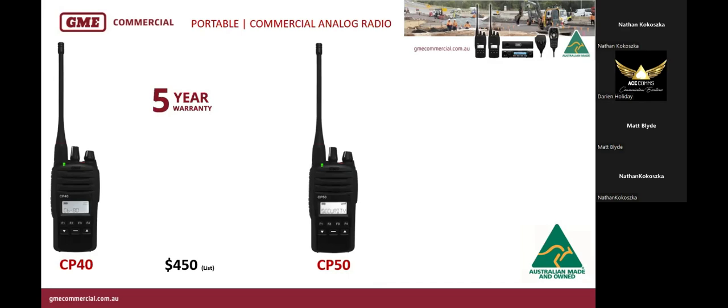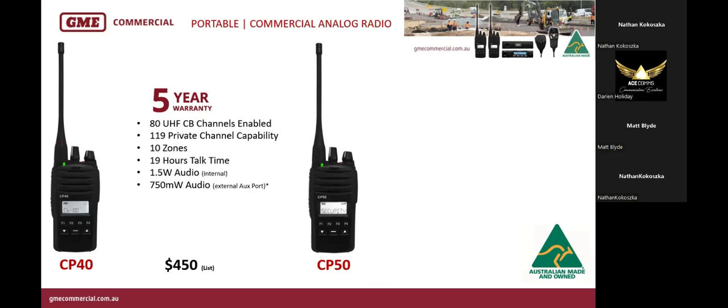Now, the first to cover off is your CP40. Out of the box, this is pre-enabled with 80 UHF CB channels and can also run 119 private channels and up to 10 zones. 19 hours talk time, 1.5 watt audio internally and 750 milliwatt audio externally. And I'm going to cover off on an audio boost feature that was introduced last month on the next slide. IP67 and mil spec, and also runs duress or emergency, DTMF, 5-tone selcall, and MDC 1200. So at $450 list, that radio is pretty feature rich as far as what it can and can't do.